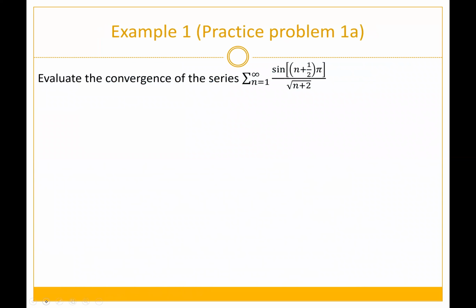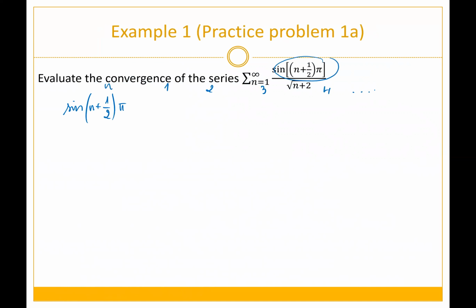So let's go to the first example, practice problem 1a. Evaluate the convergence of this series. This is a weird one. Whenever you see a weird term in a series, make sure you investigate the term. You have sine of (n + half pi) with n equal to 1, 2, 3, 4, and so on.